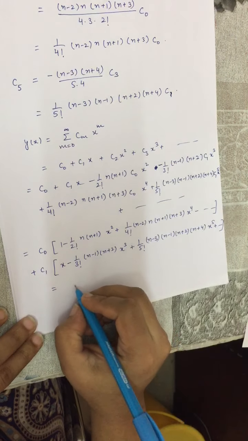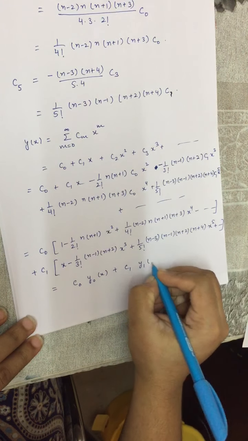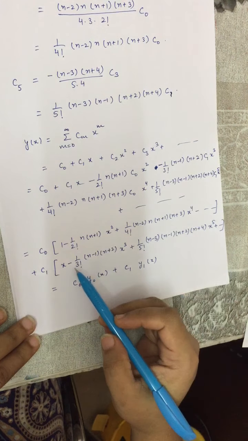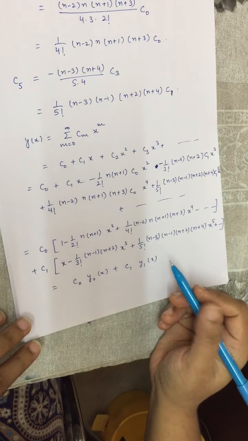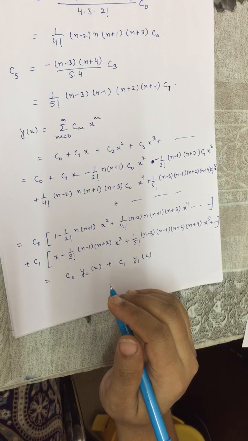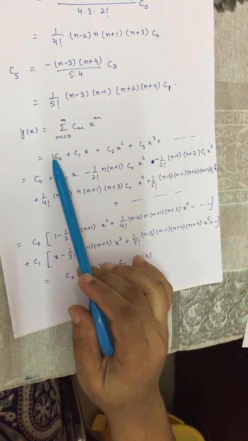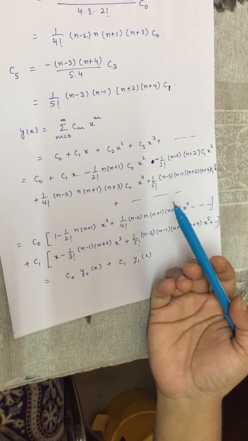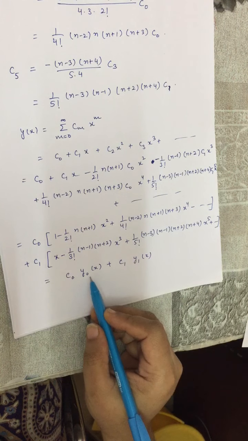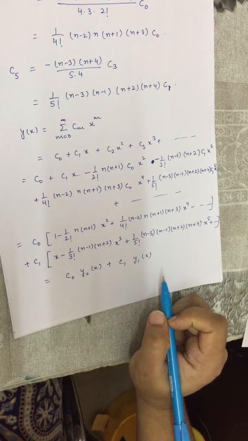So we can write it as C0 into y0 x plus C1 into y1 x, where y0 is this function in the bracket and y1 is this function. So we have found the solution of Legendre differential equation. We have found a power series solution about x is equal to 0, y x, that is C0 into y0 plus C1 into y1, where y0 is this function and y1 is this function.